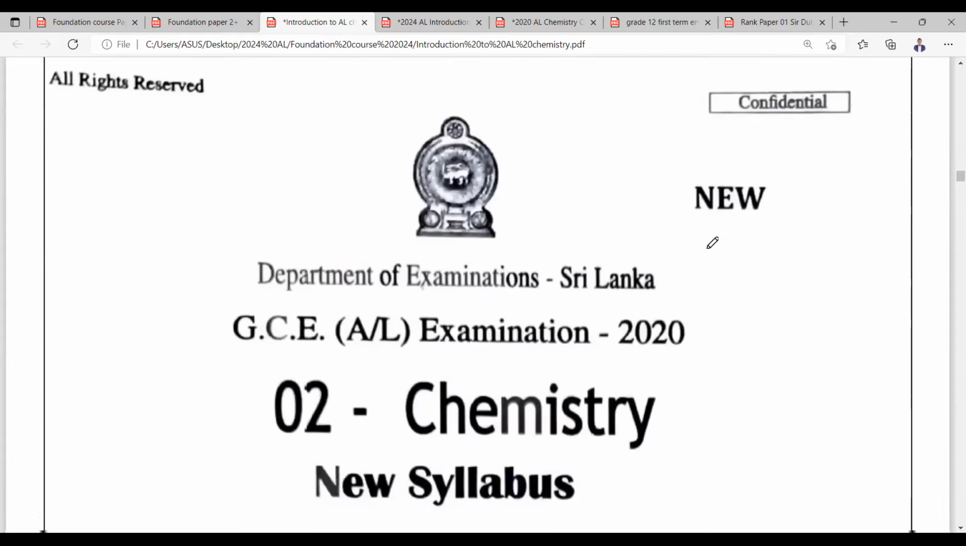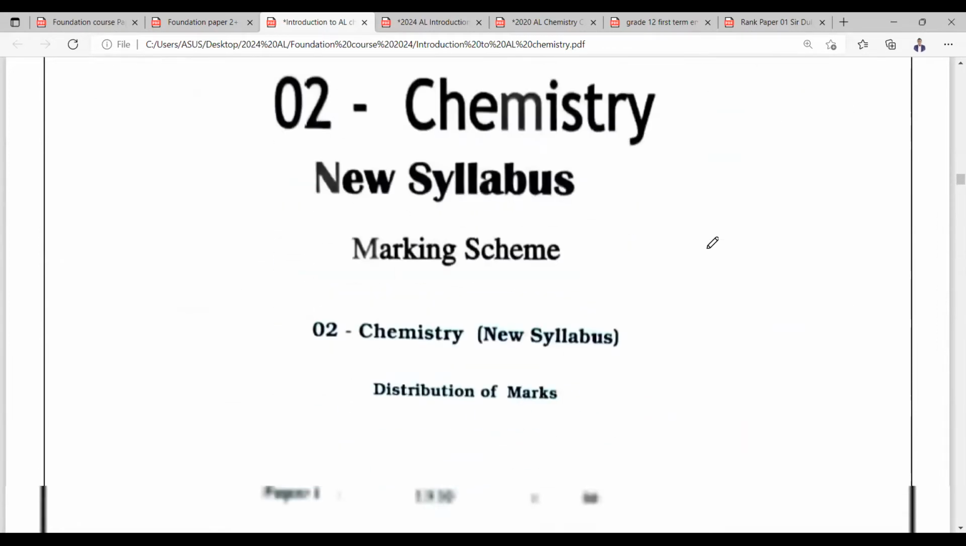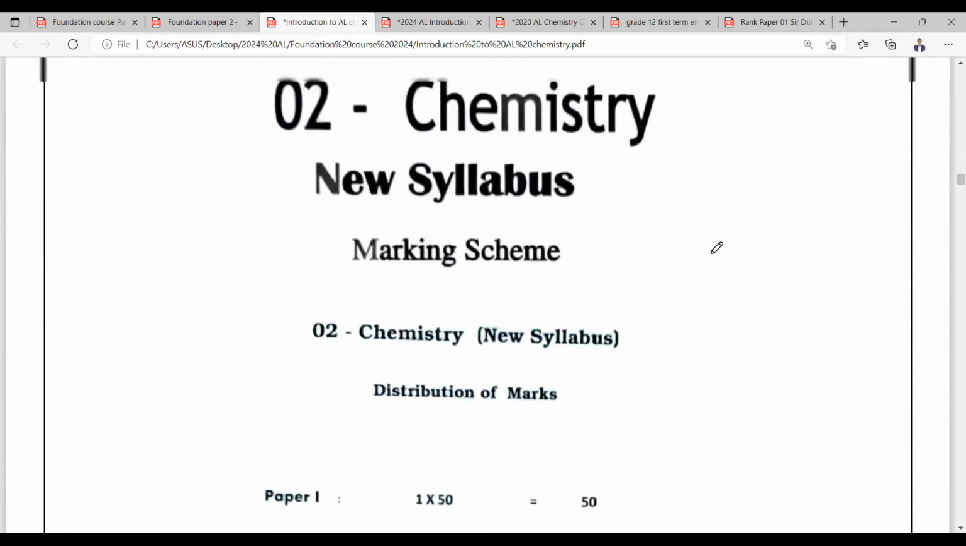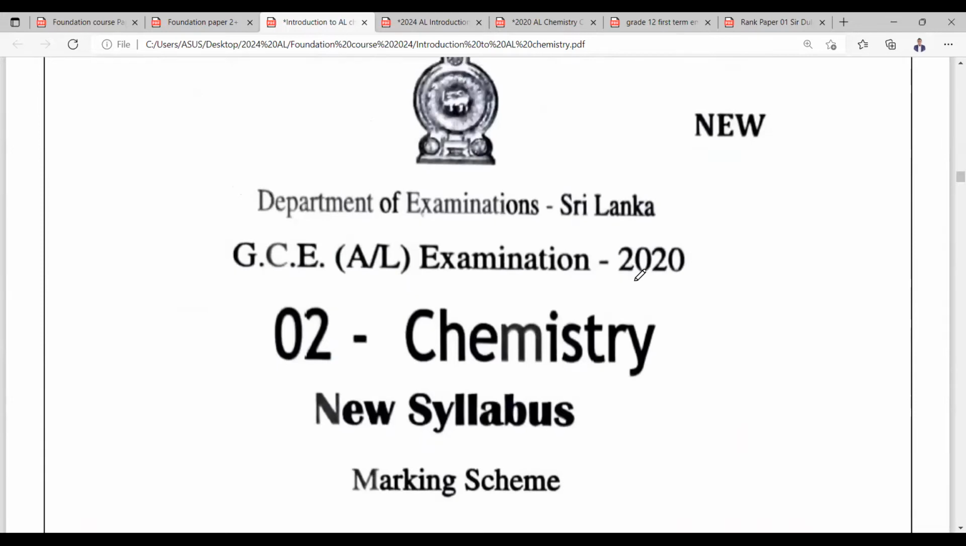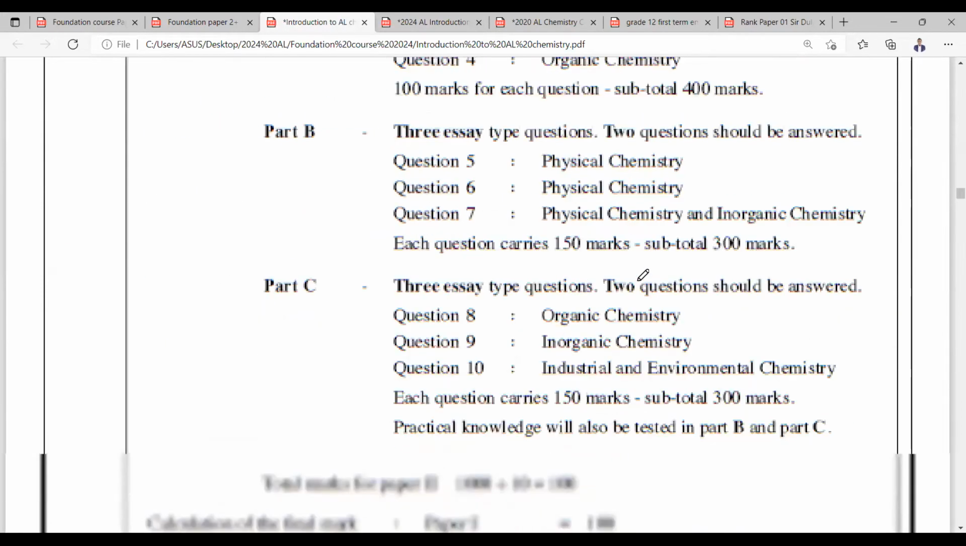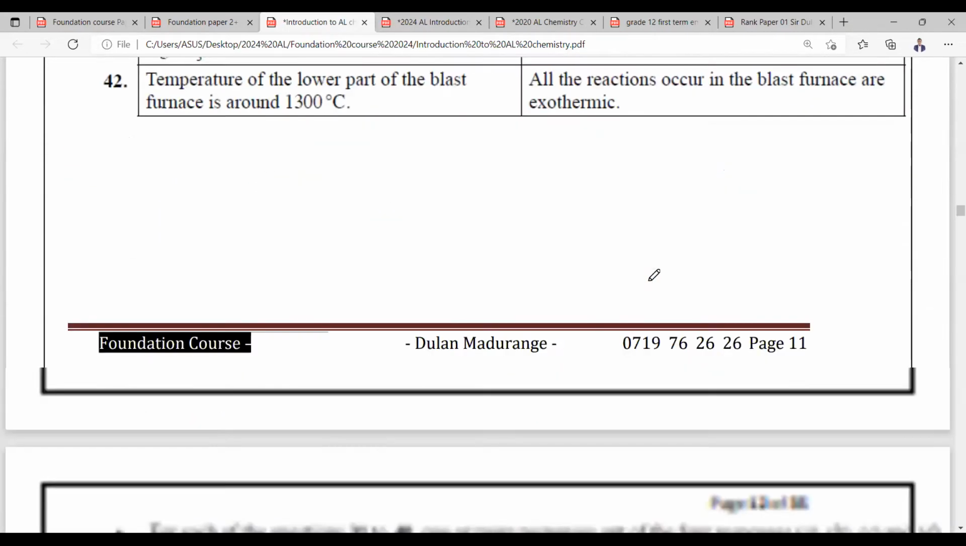Okay, and then this is a marking scheme. We are sharing the marking schemes with you in order to give you a good idea about the exam marking procedure, and we are discussing questions using the marking schemes as we mark these papers. Okay, and then this is the structure of the paper again. I have mentioned all this stuff.